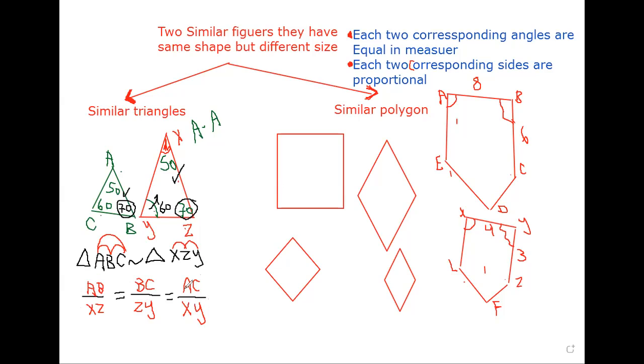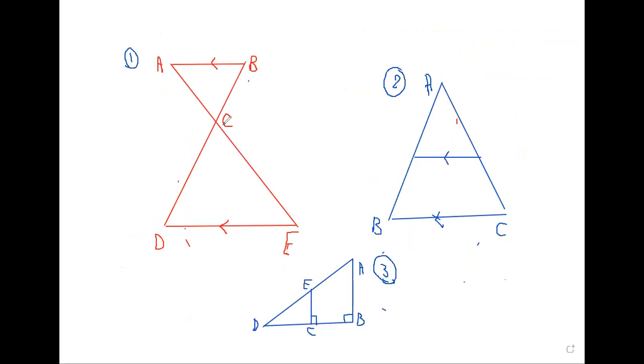Each two corresponding sides should have the same ratio. As I said here, 8 over 4 equals 2, 6 over 3 equals 2. When you simplify each two corresponding sides, they have the same ratio. Understood this part? Now, with the triangles in front of you, can you see two similar triangles or not, and tell me why.